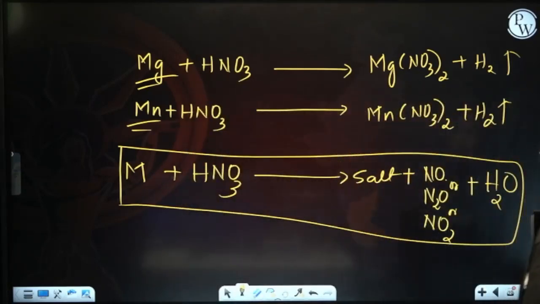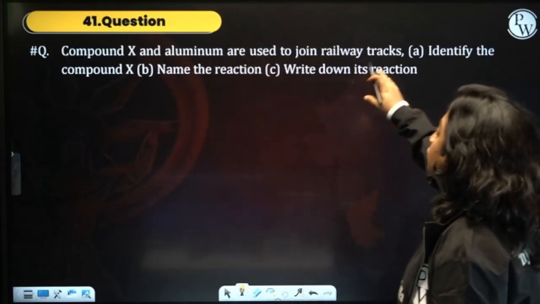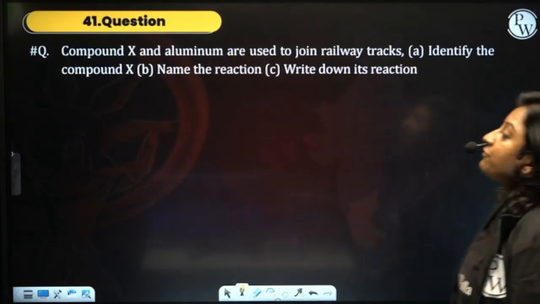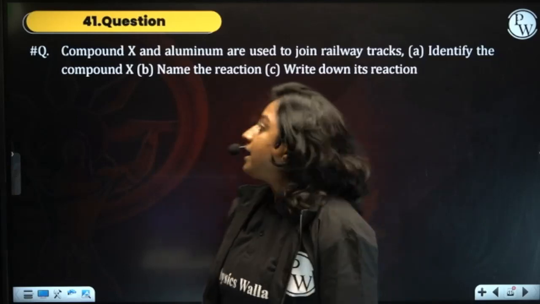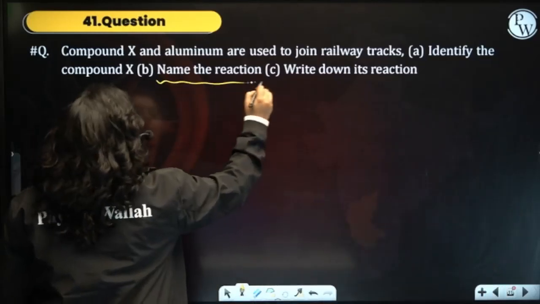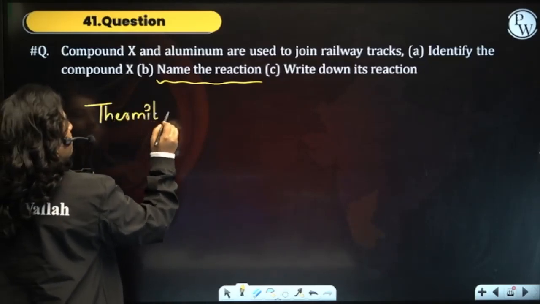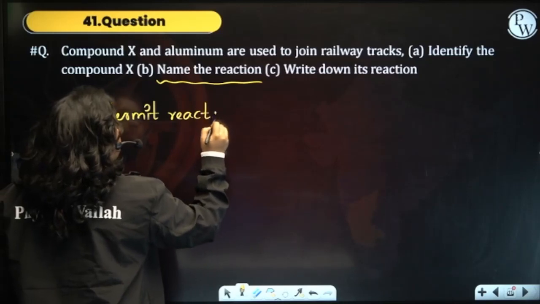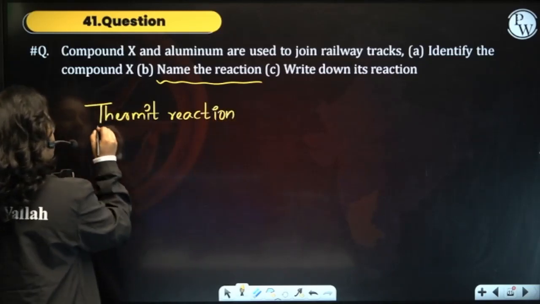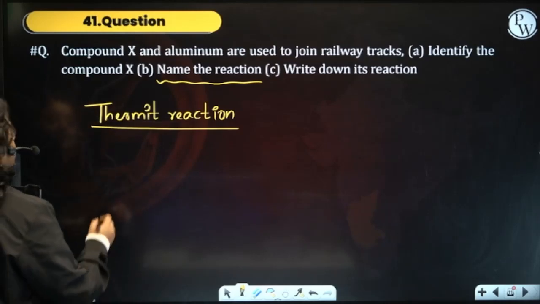Next: compound X and aluminum are used to join railway tracks. Identify the compound X and name the reaction. Write down its reaction. What is the name of this reaction? Thermit reaction.